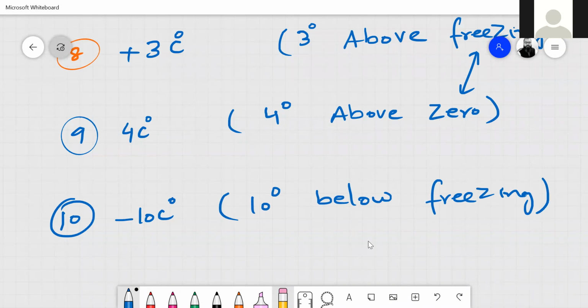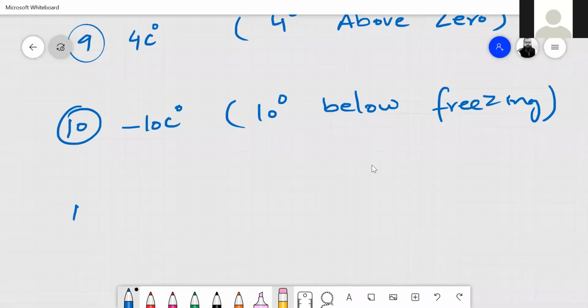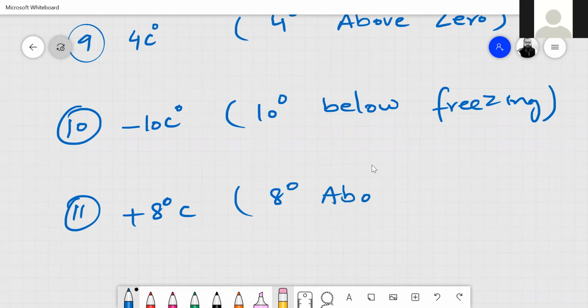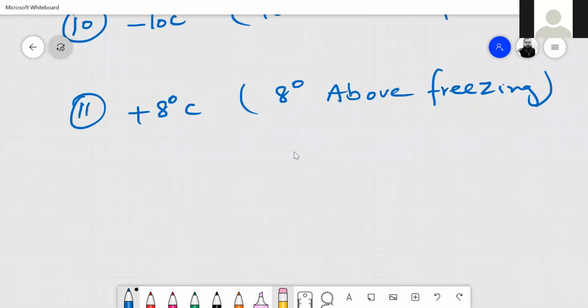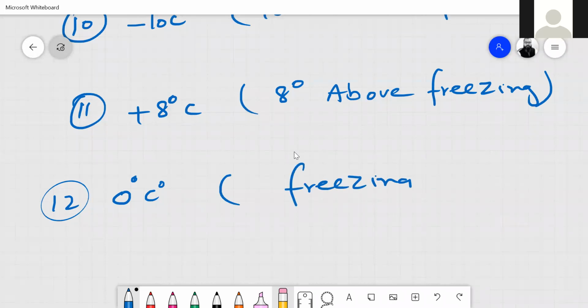Okay, number 11. It's above zero freezing point. Zero freezing, the same. Okay, number 12. 12 is a freezing point, 0 degrees. Yes, it's freezing.